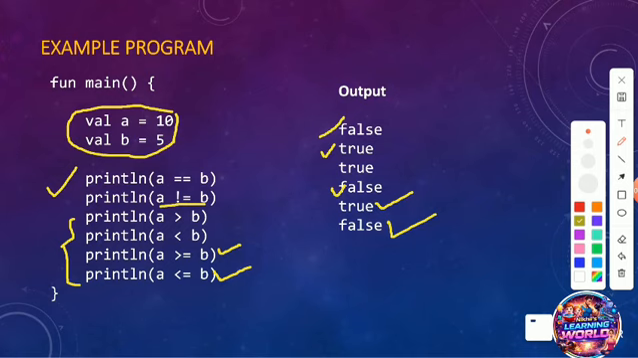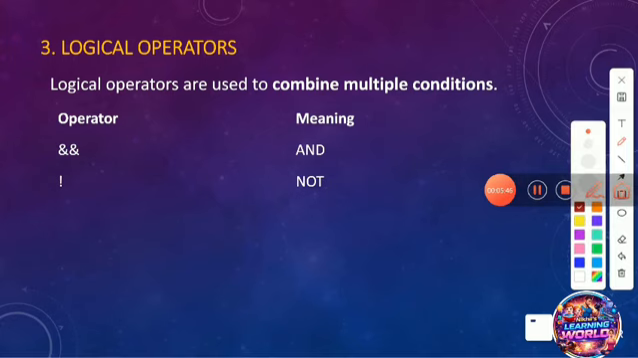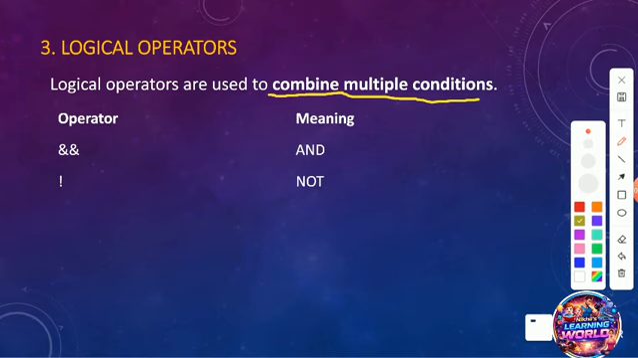Okay, so the third one is logical operators. Logical operators are used to combine multiple conditions, right? For example, the AND operator. If both conditions are true, it will return true. That means both conditions must be true here.